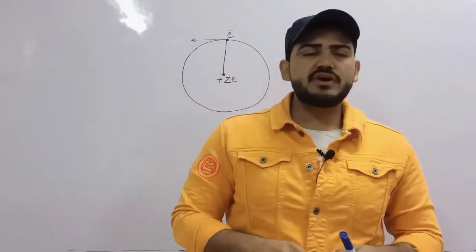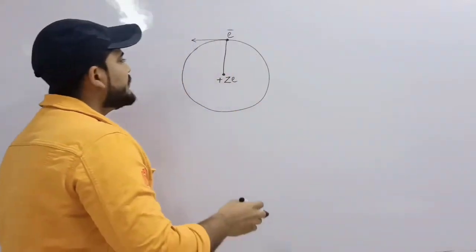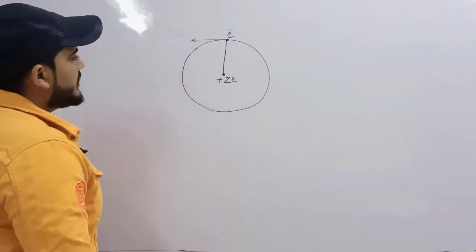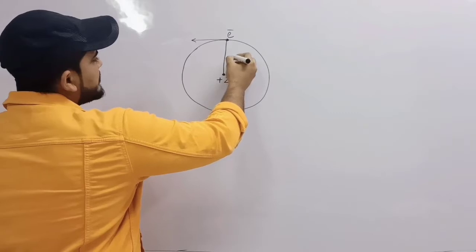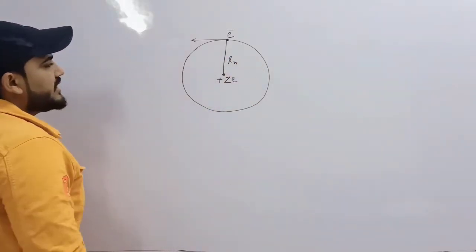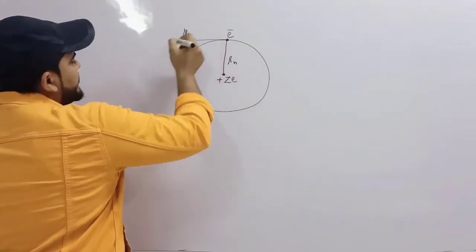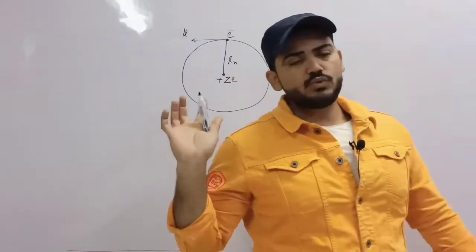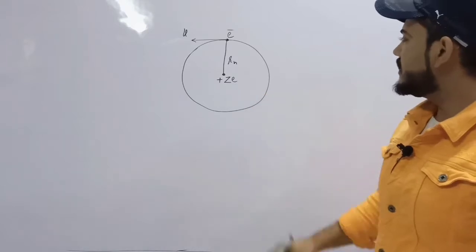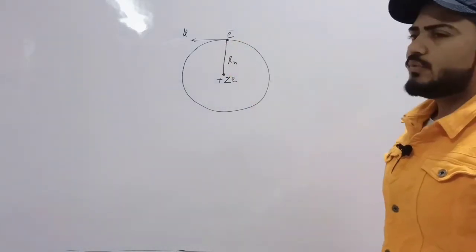In today's video session, we are going to discuss an electron which is revolving around the nucleus. What is the radius of this circular orbit in which the electron is revolving? And what is its velocity? These are two things we are going to discuss in today's lecture, and these two things are very important for competition purposes.